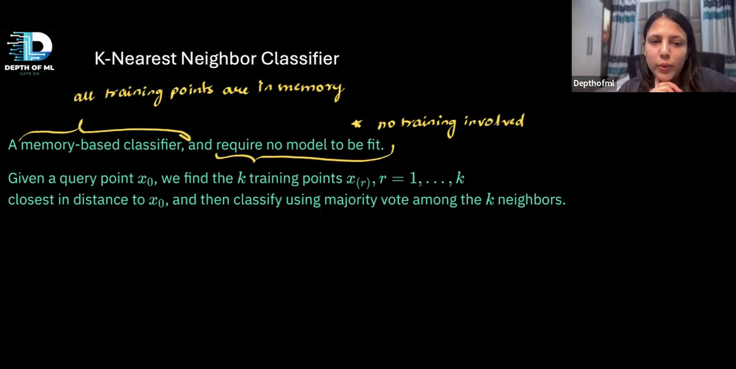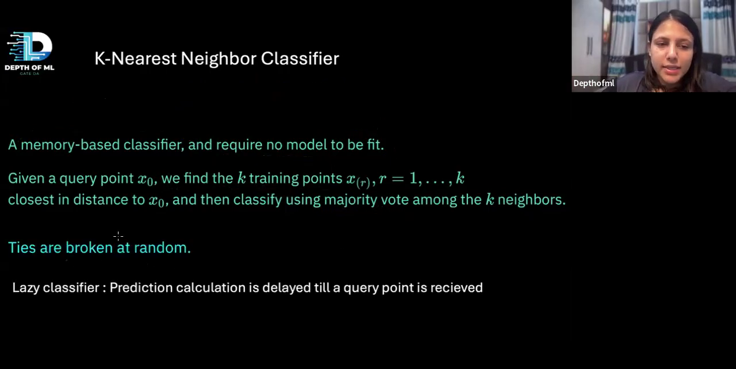Now, given any query, suppose that you get a query for some x naught, we will find the k training points which are nearest to this. Training points means the data points that were present in your training data set. You will find the k closest training points, and then use them to classify using max vote. Fine. Then ties are broken at random.